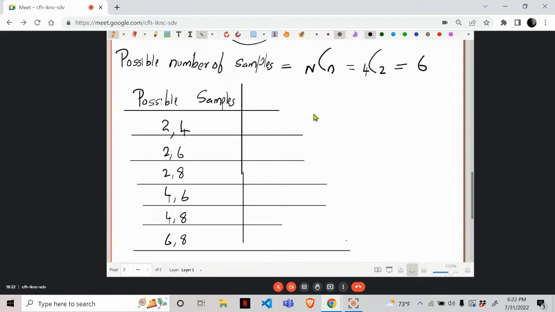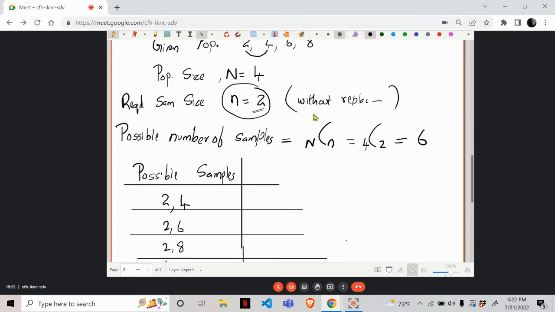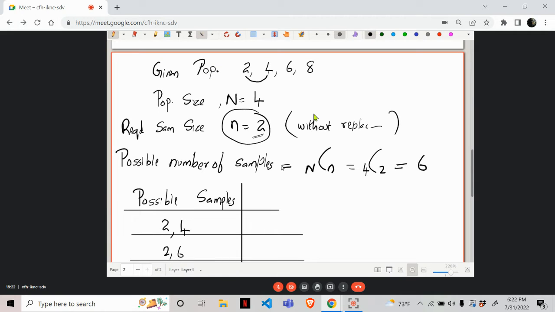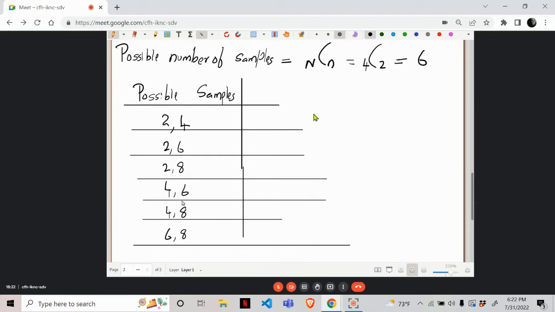But practically, it won't be like this. Practically, population means it will be in billions and millions. Here, how many members are in the population? Just 4. And think about how many different possibilities are there. 6. Yeah. So see, different people will bring different information as samples.